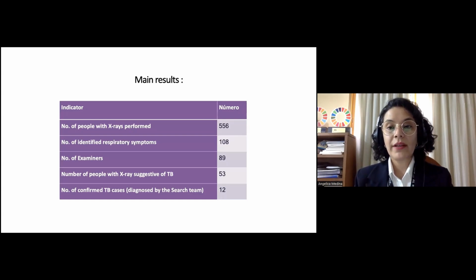Then to talk about some of the results, as I mentioned, we started to use the Delft equipment this year, actually in January. So we're still working on our database, right? And we want to adjust our database and do an analysis and share our experience. From January to July, we were able to test around 500 people. 101 had symptoms. 89 were examined. And in total, there were 12 cases with TB. Next slide, please.